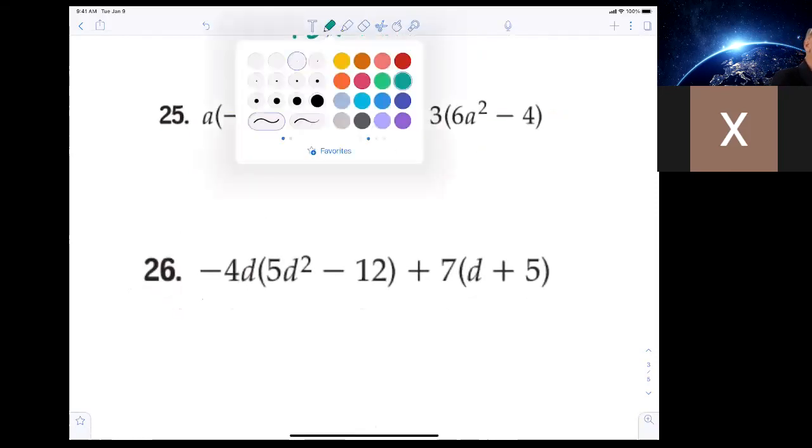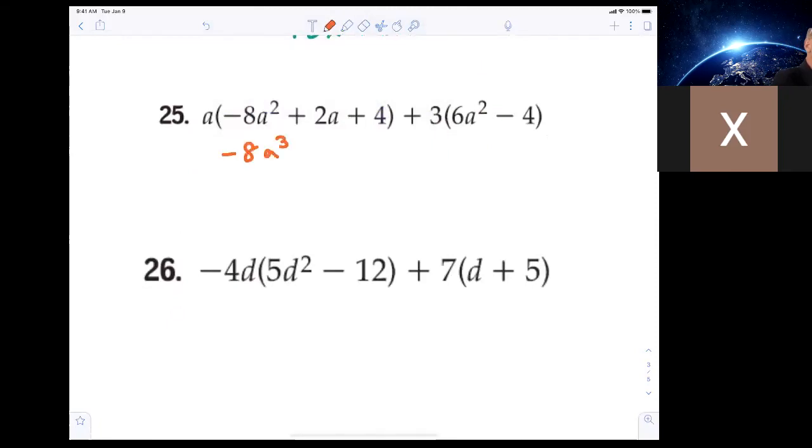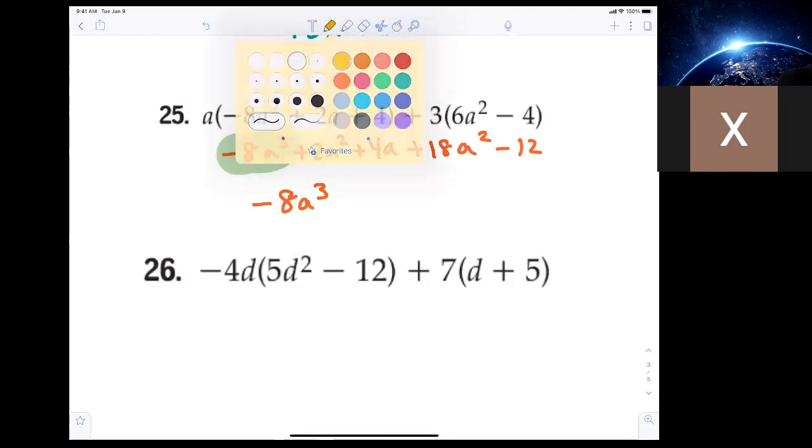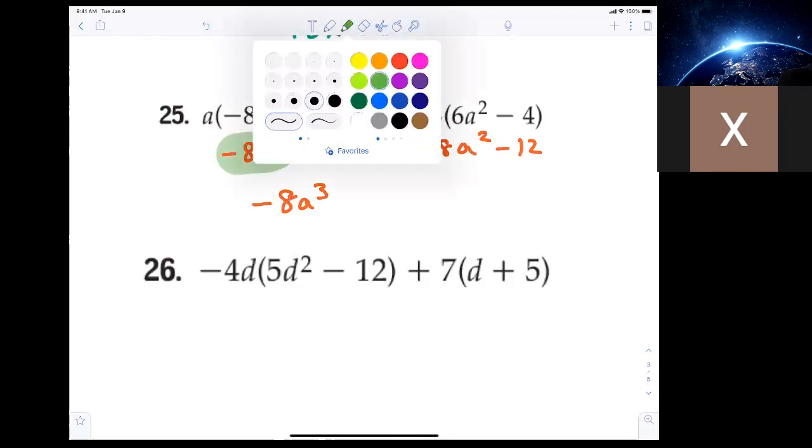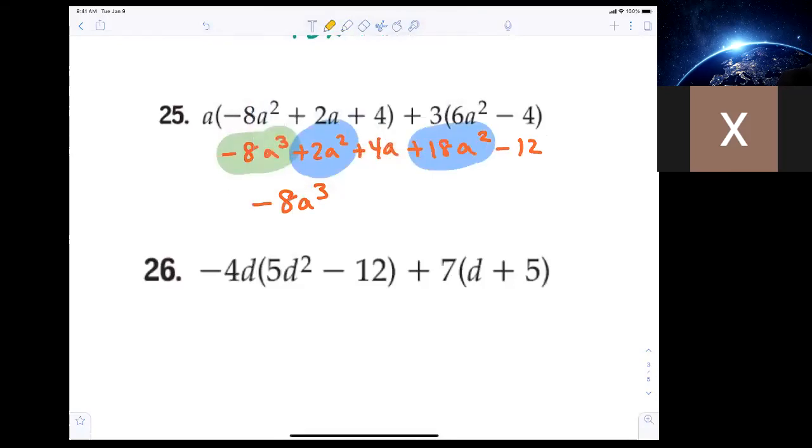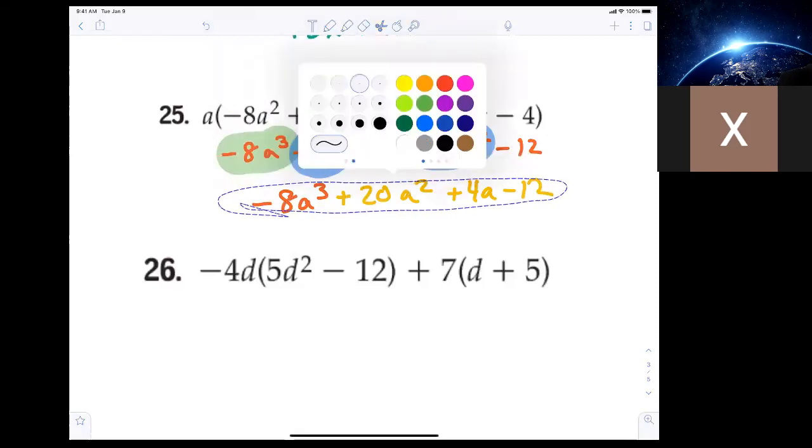Come on, loud and proud. Negative 8a plus 2a squared plus 4a plus 18a squared plus, or minus 12. Then what? So that doesn't go with it. Negative 8a cubed. And then the 20a squared, which is what? I'm sorry. 20a squared plus 4a plus 12. Yeah. Perfect.